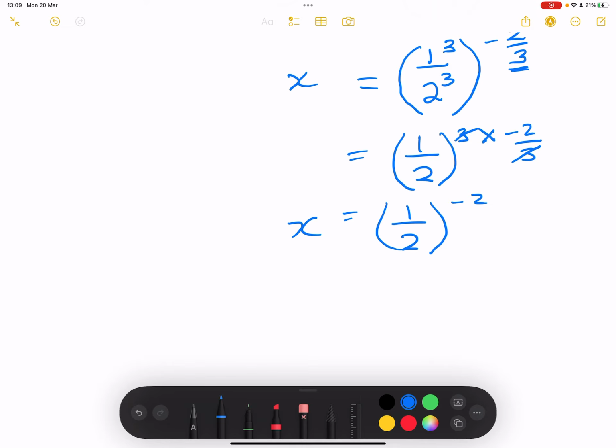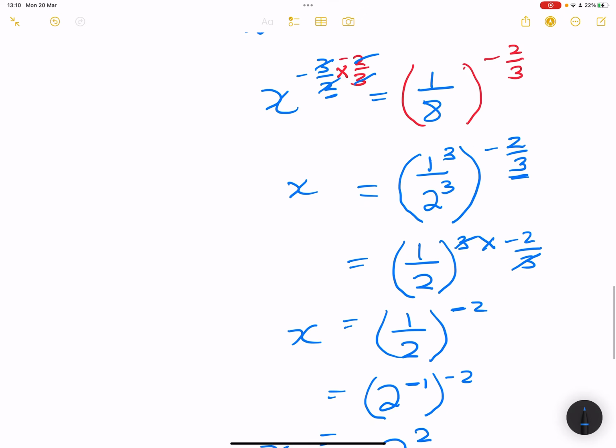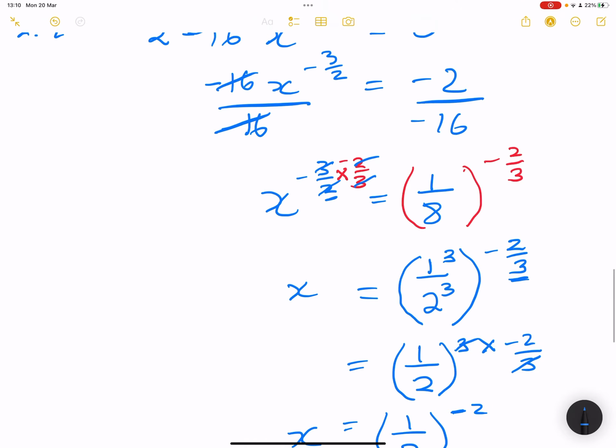I hope that makes sense, ladies and gents. Now think about it once again. What does that negative 2 mean? So 1 over 2 can be 2 to the negative 1, raised to the exponent negative 2. So therefore this becomes 2 squared. In this case, negative 1 times negative 2 gives us positive 2, so therefore x will actually be equal to 4. I hope that makes sense, ladies and gents, especially this part.